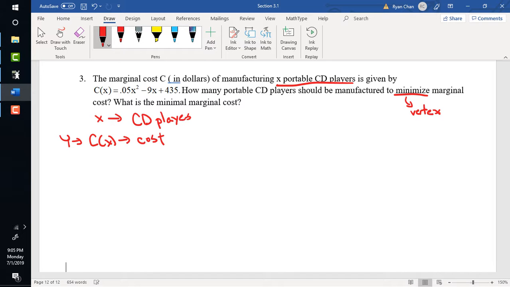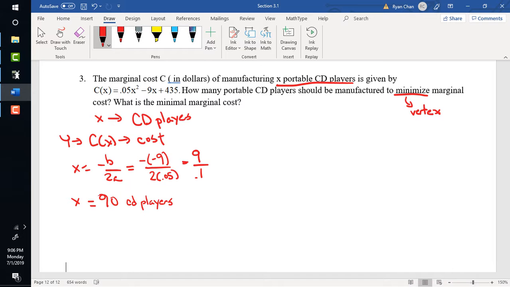Okay. So in order to find my vertex, I'm going to first use my x is equal to negative b over 2a. So this is minus negative 9 over 2 times 0.05. This is 9 over 0.1. And if I divide that, I have x is equal to 90, 90 CD players. Okay.